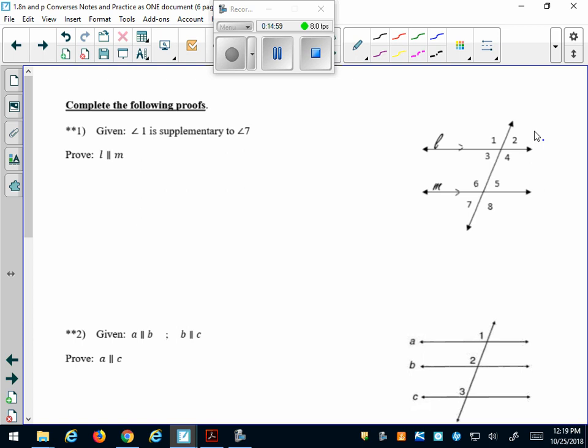They are giving us that angle 1 is supplementary to 7. Angle 1 is supplementary to 7. Just don't want to mark them congruent, so I just marked them differently there. We're trying to prove that L is parallel to M. So remember this now. This is the tricky part.